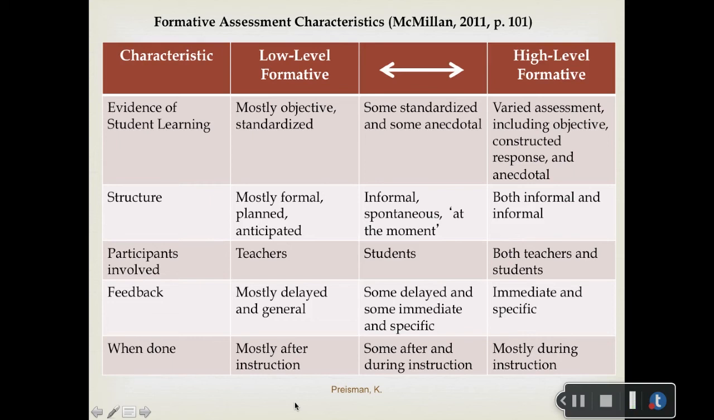So as you can see, this section here on the left is a low-level formative assessment. Here we kind of have something in the middle, and then over here we have a high-level formative assessment. So when you think about the high level, this is really making it something for your learners that is engaging and maybe quick. You're really using that data to move forward. Chances are the students are involved with it. They may be formatively assessing themselves. They may be formatively assessing others.